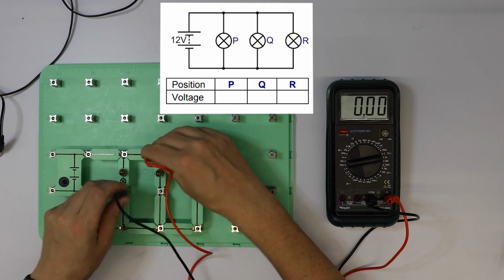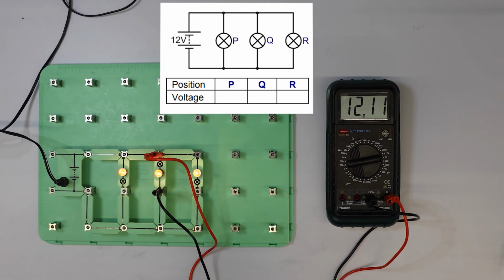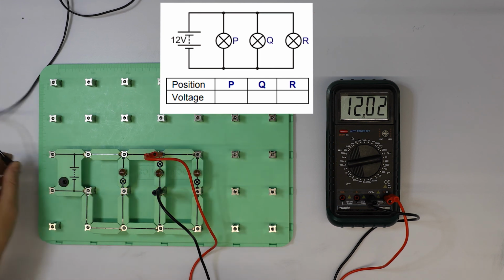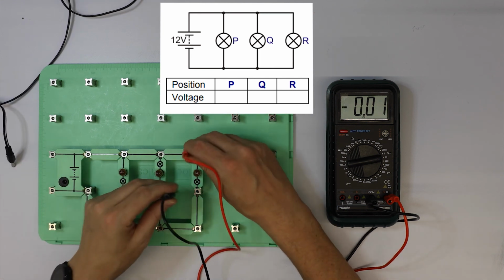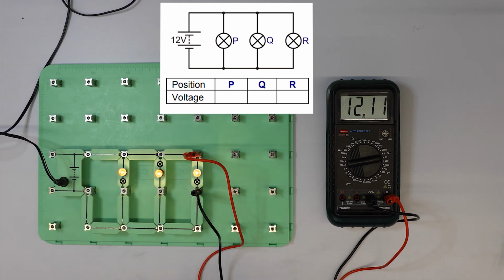So try the next lamp in the circuit. Okay, once again, I'm seeing just over 12 volts at this location. So basically, I've got 12 volts across that lamp too. So now the final one, you can guess where this is going. Connect that. And once again, we have 12 volts recorded on the voltmeter there.